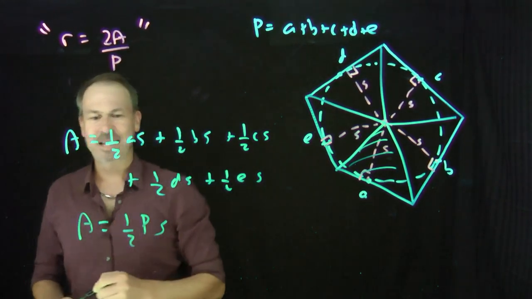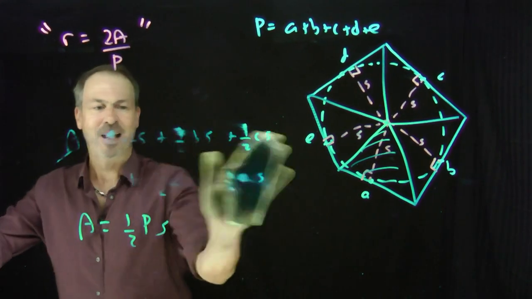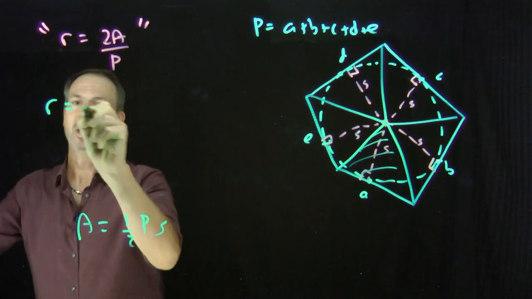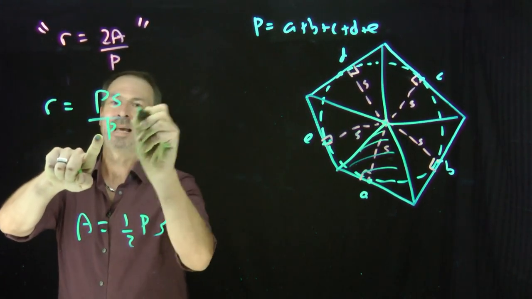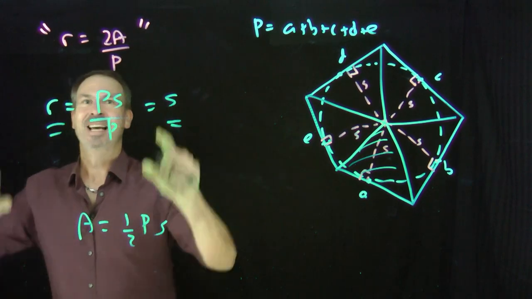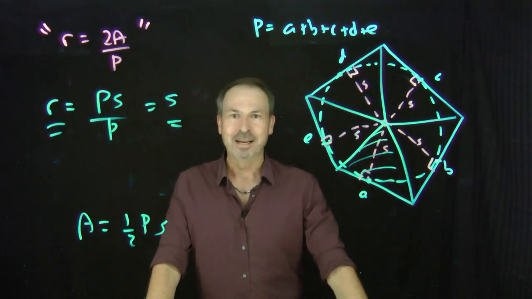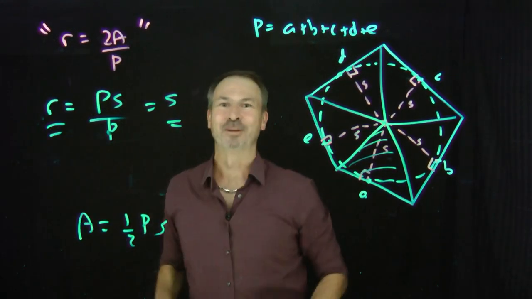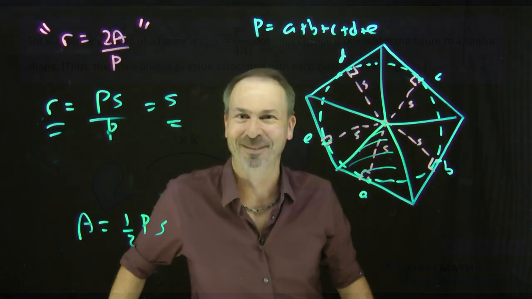So the area is actually half the perimeter times S, which means the R value then is what? This mysterious R value would be twice the area divided by the perimeter: P S divided by perimeter P is S. Yes, the R value of a polygon that circumscribes a circle of some radius is actually the radius of that circle. There it is, R equals S. That's good to know, and we'll probably use that in what comes up.